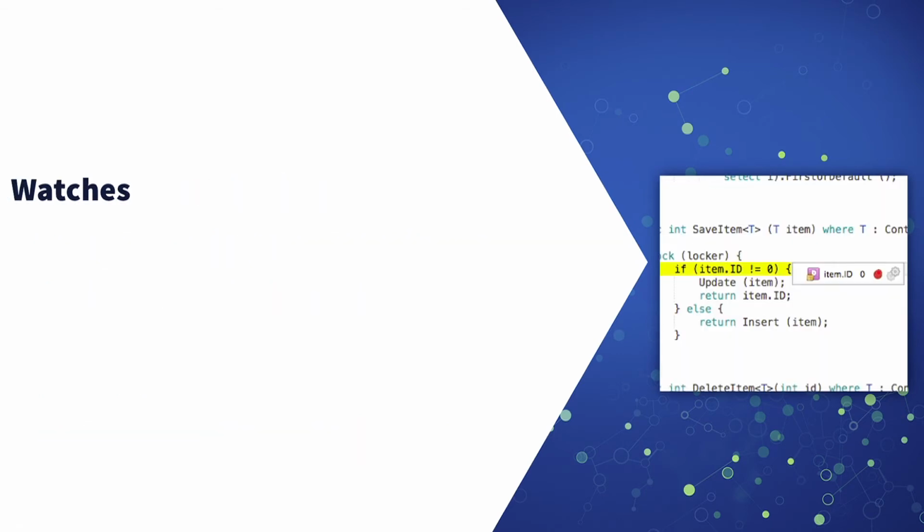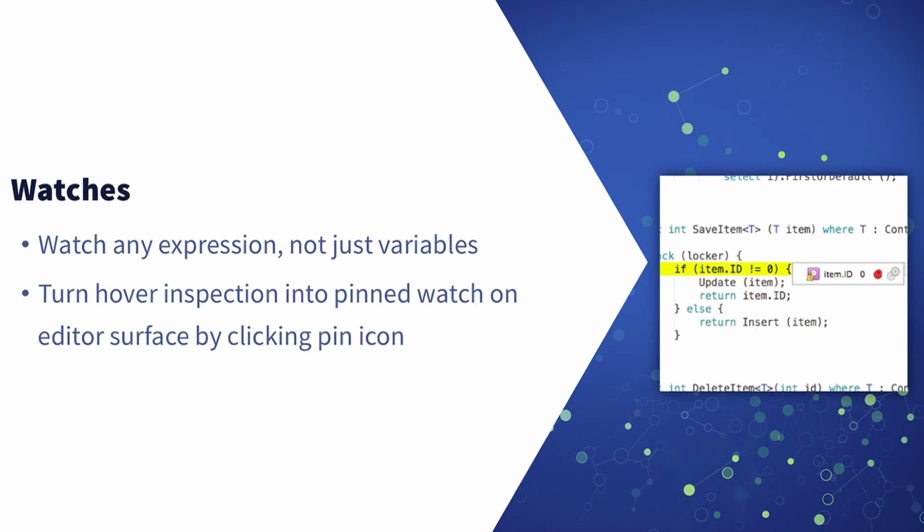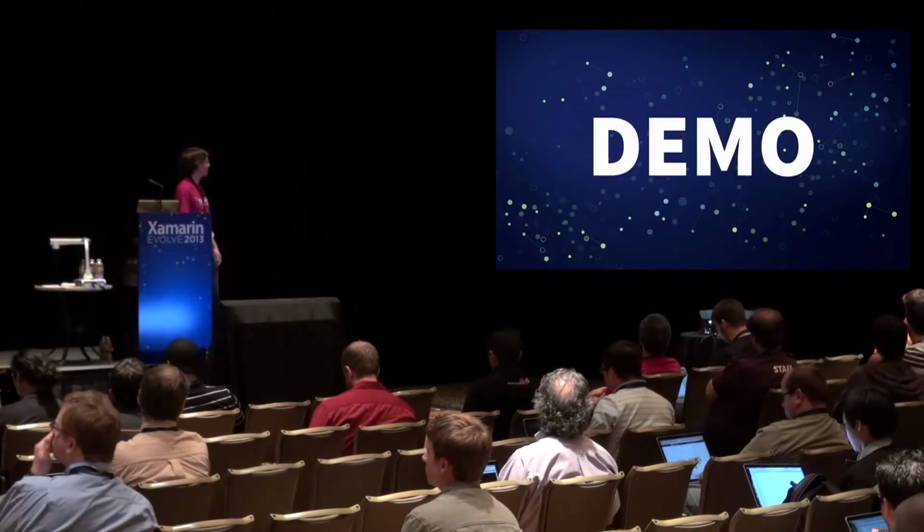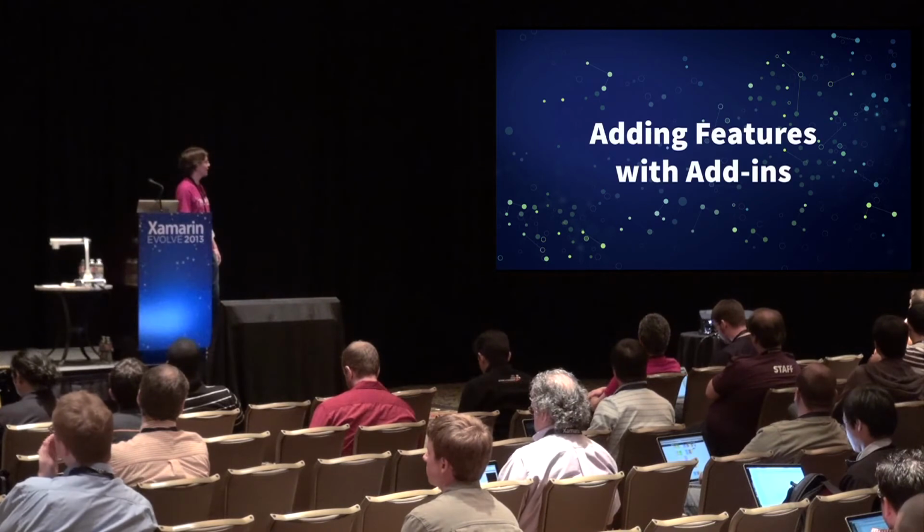Also, watches, there's this great little feature. Anytime you hover over a variable, the tooltip comes up with the value. Just click on the pin icon, and that tooltip will stick on the editor. So as you step, it will stay, and you can watch the value change. You can also watch any expression, not just variables. Instead of watching some local foo, you can watch foo is equal to 5, and the watch will show true or false, depending on how that evaluates. So I am not going to demo that.